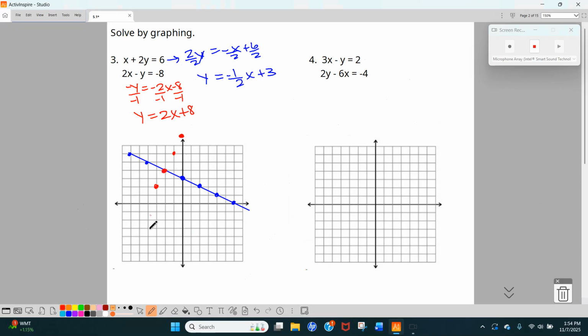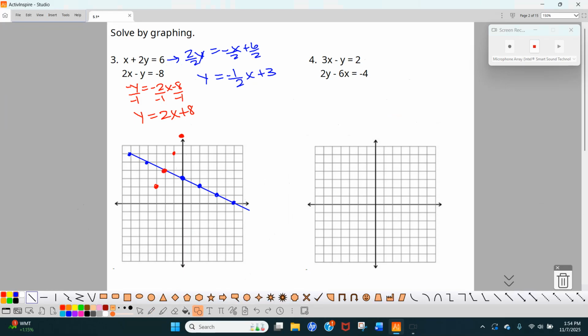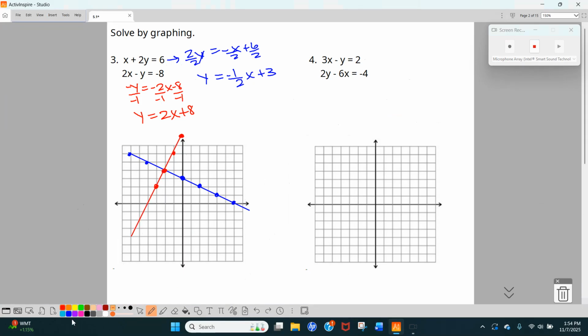We're looking for where they intersect. So as soon as you find that, you really should be good. Use a straight edge or do the best you can to get a really straight line. And then your solution is the ordered pair where they intersect. So this guy right here. So our solution is the point negative 2, 4.